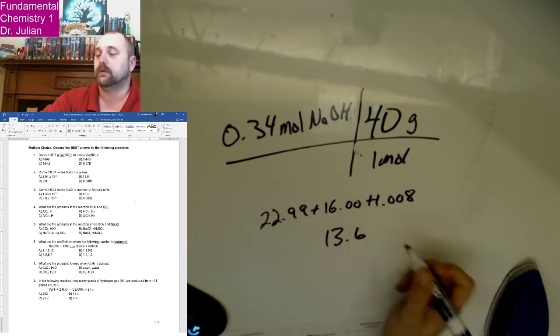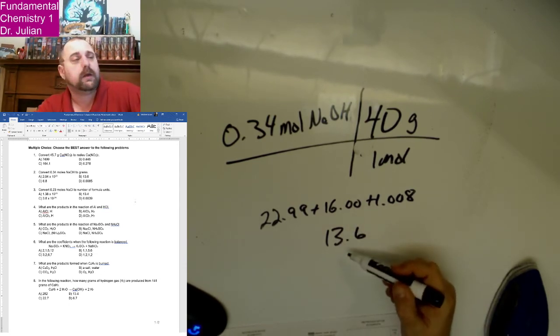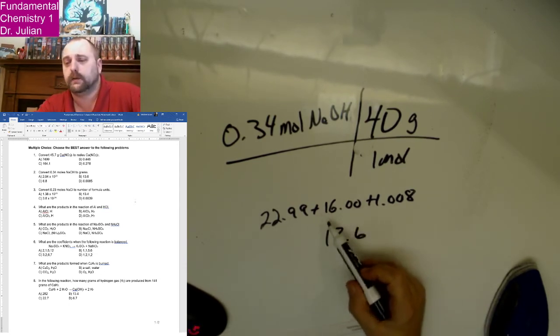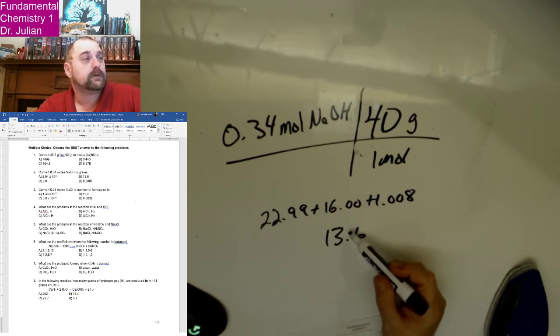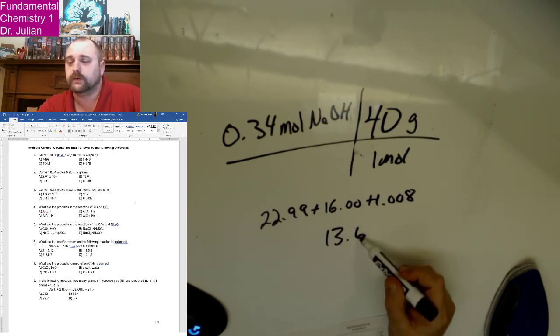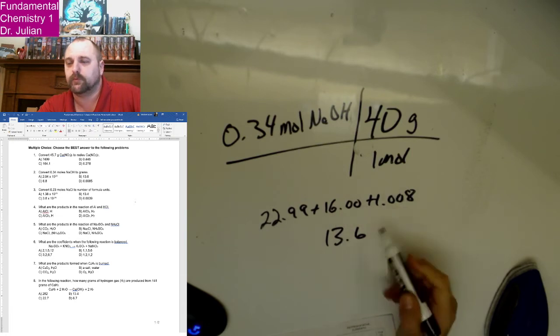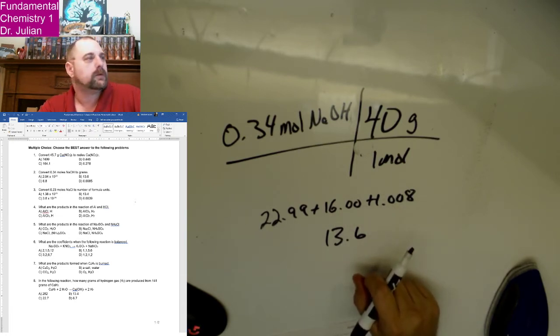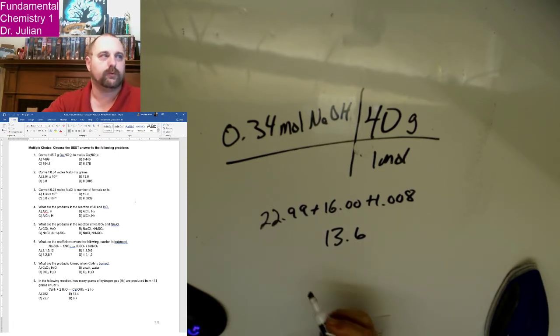13.6. Now, if I know me, I bet if I had done the division, I bet that answer would have been on there. So got to be careful. So 13.6, does that make sense? Yep, we're multiplying. So B.